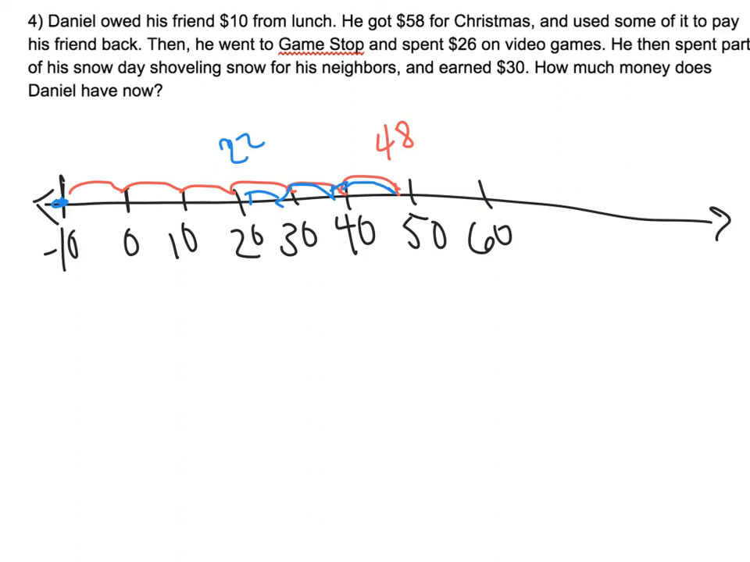All right, now that we're at $22, we're going to earn another $30. So we're going to go from here up to 32, up to 42, and then up to 52. That's an increase of $30. And now Daniel has $52. Okay, so this is where we're ending up, $52.